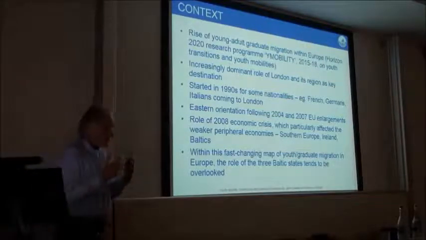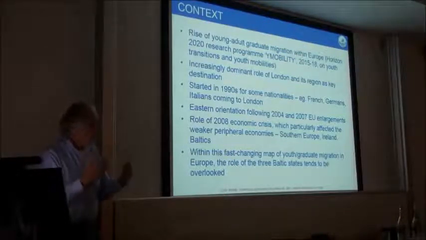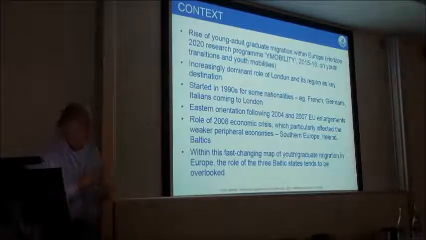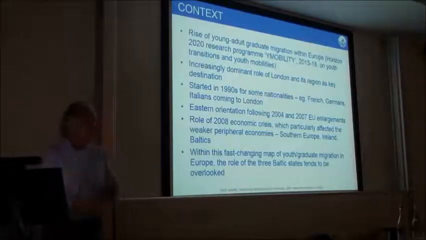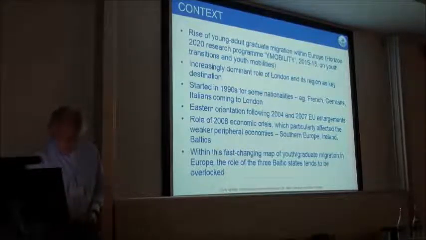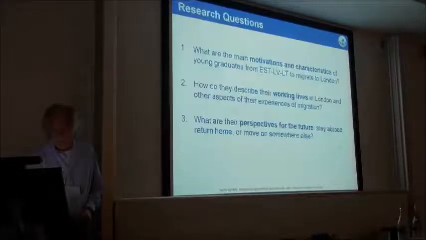But within this changing map of intra-European migration and the increasing role of graduate-level migrants within this overall total, it seemed to us that the role of the three Baltic states tends to be overlooked. There are a lot of studies which you can read in the migration literature about young Italians and young Spanish people, for example, and Greeks and Irish and Poles in the UK and other core EU countries, but the Baltic states tend to be overlooked.